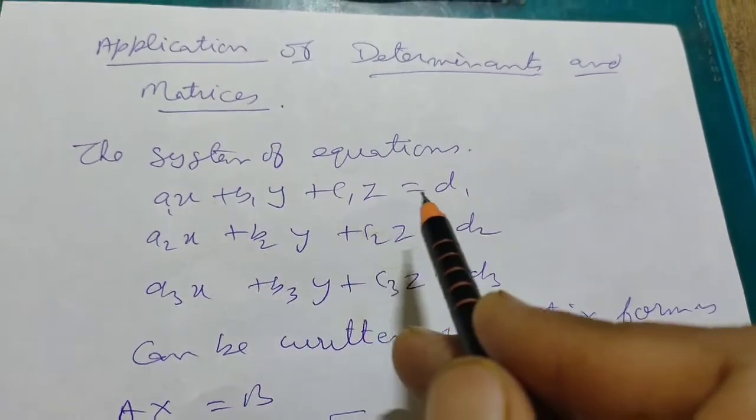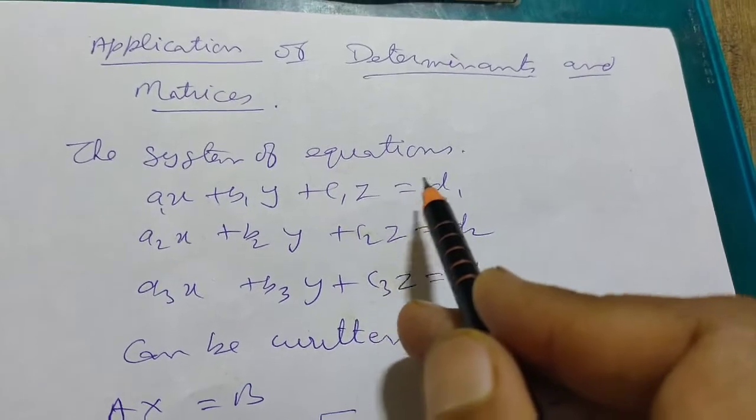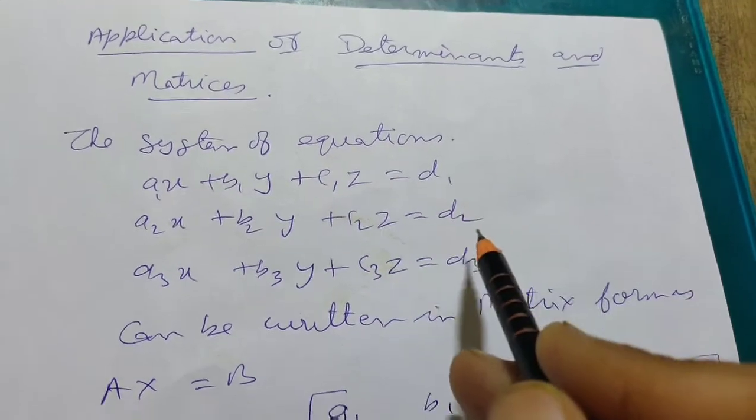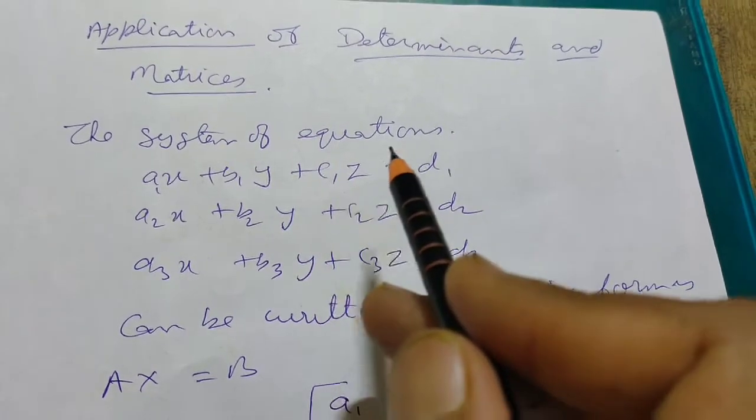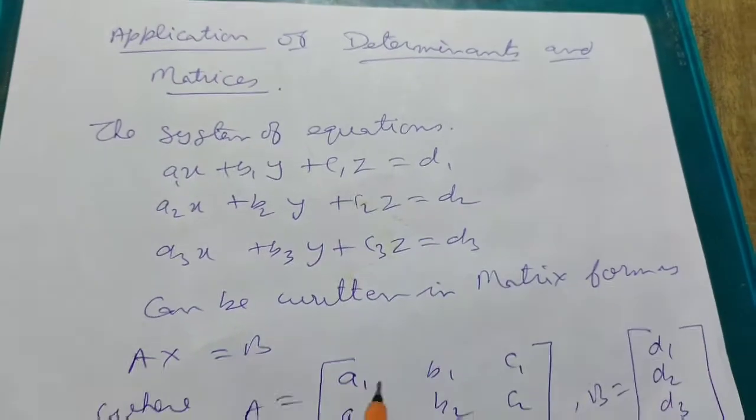So the next important thing is that all the constants should be on the right hand side. So here you can see that d1, d2, d3 are on the right hand side. If they are not on the right hand side, transfer the particular constant to the right hand side.